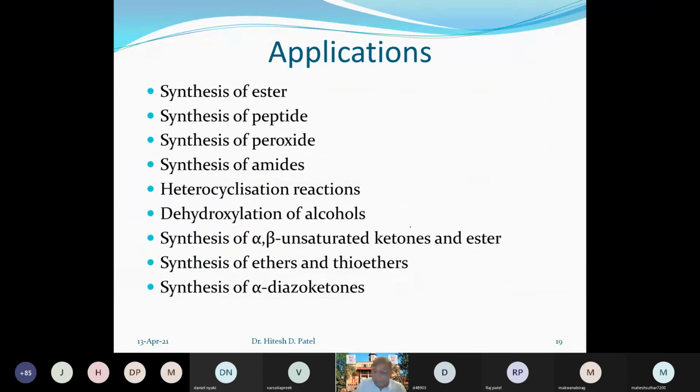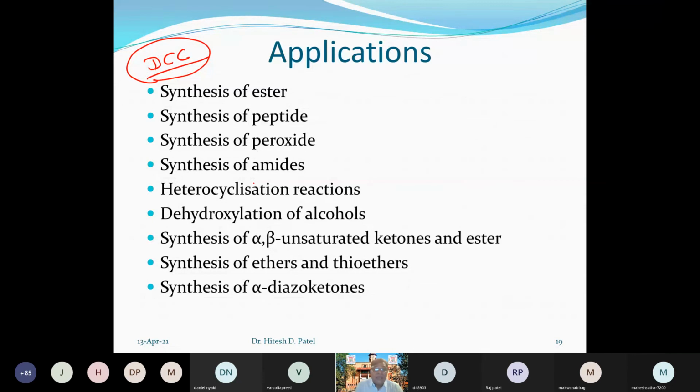So one reagent, its name is DCC. You can see how many reactions DCC is useful in: synthesis of ester, synthesis of peptide, peroxide, amides, then heterocyclization, hydroxylation of alcohol, alpha beta unsaturated ketone, ether, thioether, diazoketone. Means one reagent is useful for many reactions. These kinds of reagents we will discuss in detail in semester 2, and I will also give you some examples related to the particular type of reaction.